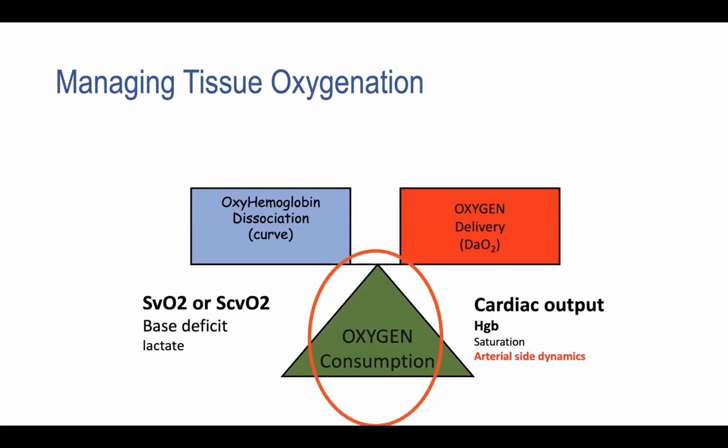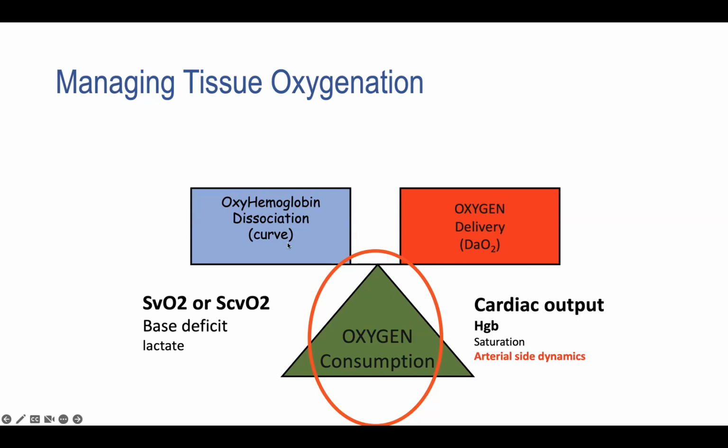So I made this simple cartoon. I think it's really a simple cartoon. Maintaining your cell's oxygen consumption is a balance between delivery and dissociation. First response is always to increase delivery by cardiac output, heart rate times stroke volume. Remember, when you go into a room with a patient with persistent tachycardia, they're trying to deliver more cardiac output. Pay attention. Hemoglobin second, saturation third, and this is arterial side dynamics.